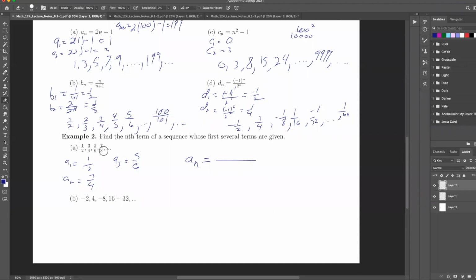And so what I'm thinking is I have 2 times something minus 1, right? So here we have 2 times n minus 1. Does that work? Yeah. Because I'm always 1 less than 2, 1 less than 4, 1 less than 6, 1 less than 8. So that's where I get this from.